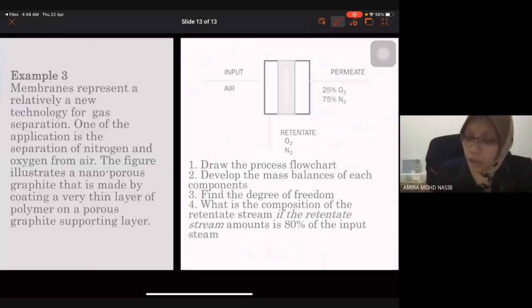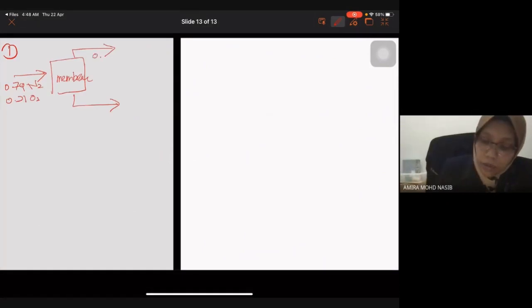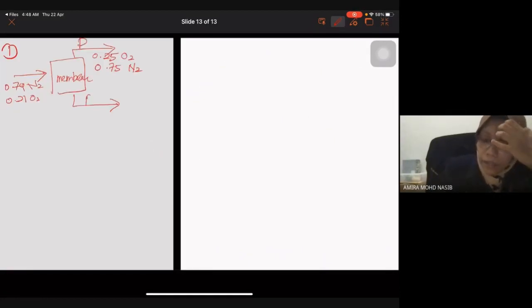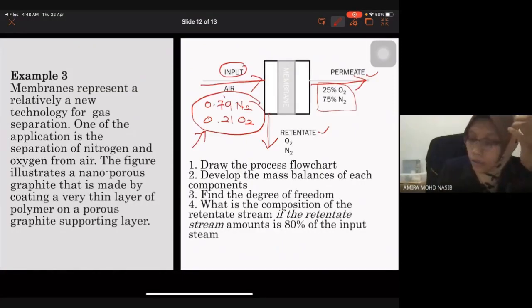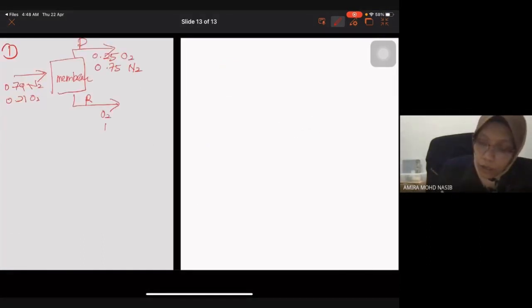So what are the outputs? You have the permeate, where you have 25% oxygen and 75% nitrogen. So here, 0.25 O2 and 0.75 N2. This one I call the permeate, P. And for the retentate, how much do we have? It doesn't state, but never mind. We have O2 and N2.